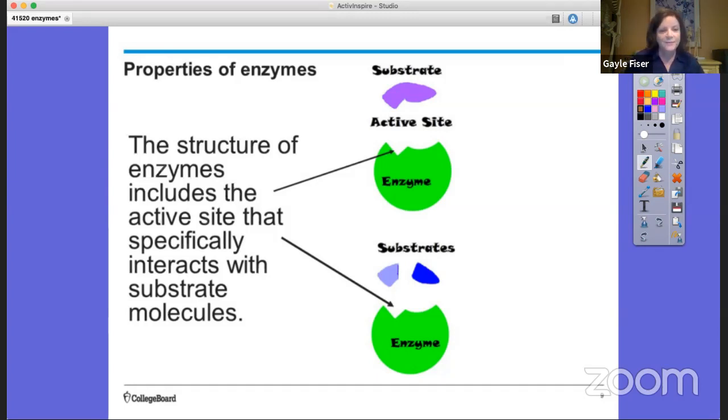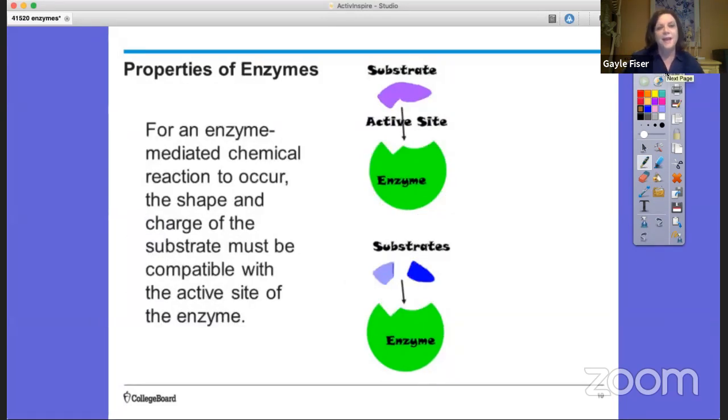The structure of enzymes includes the active site that specifically interacts with substrate molecules. So here we have our enzyme, and that is our active site. And if you'll notice, it is shaped just like this substrate. Our substrate can be one molecule that we break down through dehydration synthesis into two monomers or something like that. Or we can have the two monomers and we're going to then make a polymer, that type of situation. But here's our enzyme, and there's where our substrates will fit right into that active site.